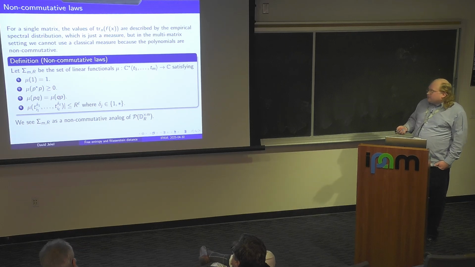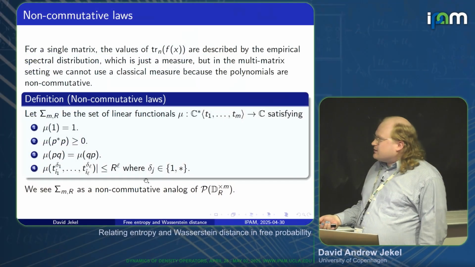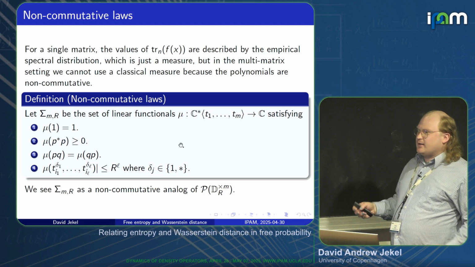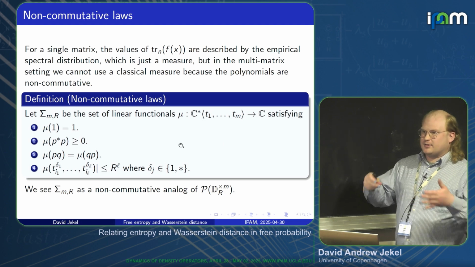All right, so anyway, we view this as an analog of probability measures, and here, since I have this bound, this is an analog of probability measures that's supported on the product of R disks, right? Where each variable is bounded by R.